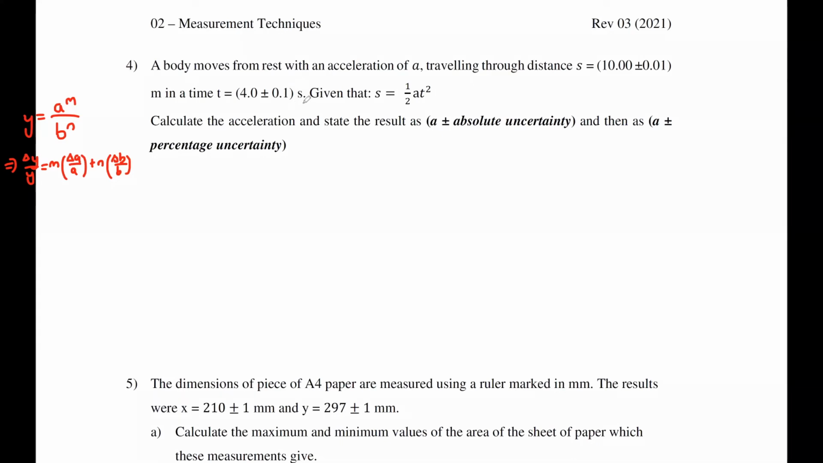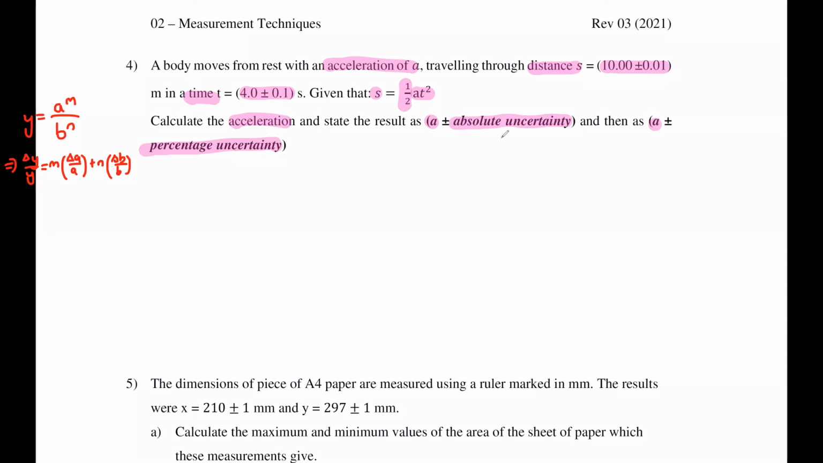A body moves from rest with an acceleration of a traveling through distance s equals to 10 plus minus 0.01 meter in a time t equals to 4 plus minus 0.1 seconds. Given that s is equals to half at squared, calculate the acceleration and state the result as a plus minus the absolute uncertainty and then as a plus minus the percentage uncertainty.